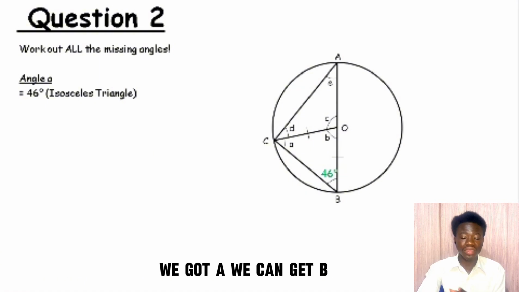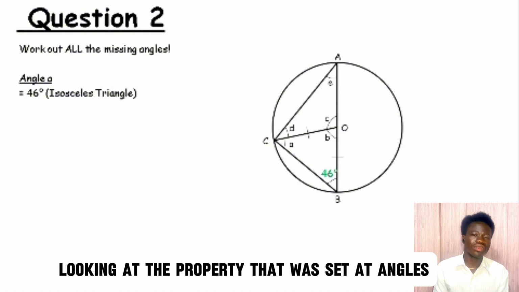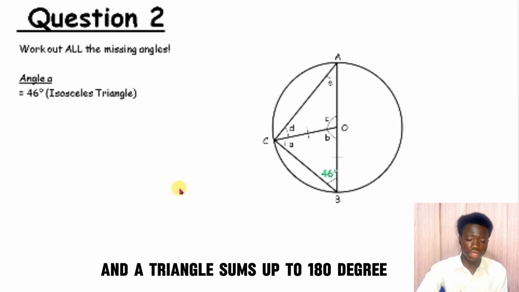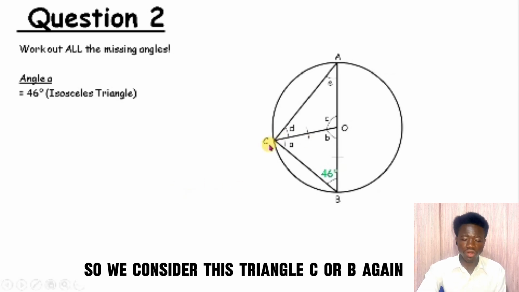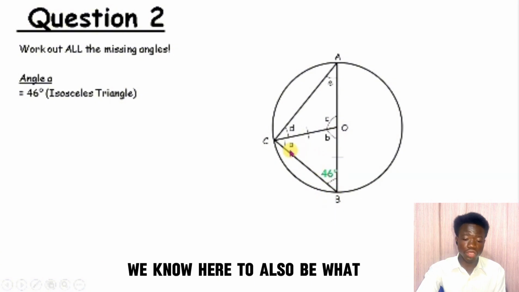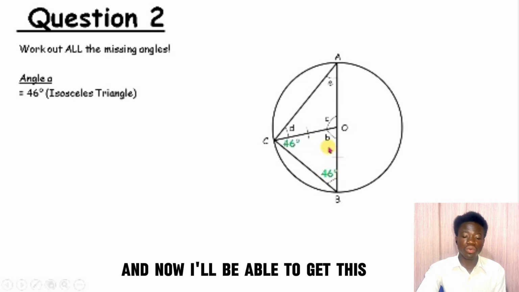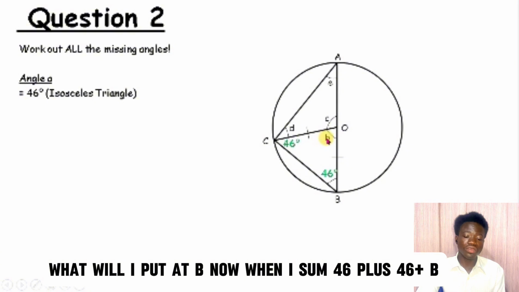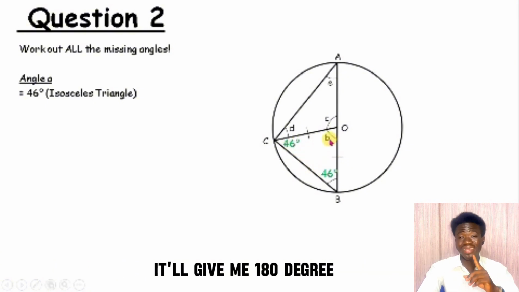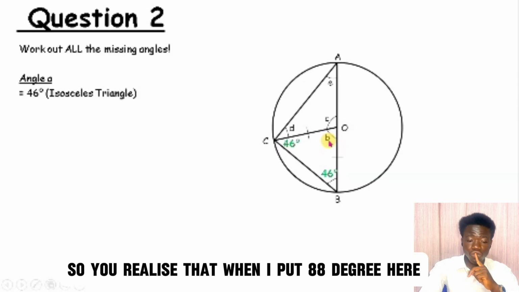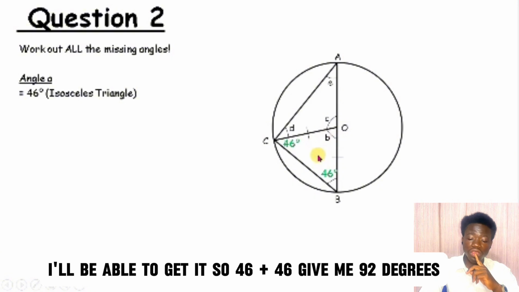We got A, we can get B, looking at the property that says angles in a triangle sum up to 180 degrees. So we consider this triangle COB again. Now we know here to be 46, we know here to also be what? 46, because this angle is equal to this angle. And now I'll be able to get this. So what will I put at B? When I sum 46 plus 46 plus B, it will give me 180 degrees. So you realize that when I put 88 degrees here, I'll be able to get it.